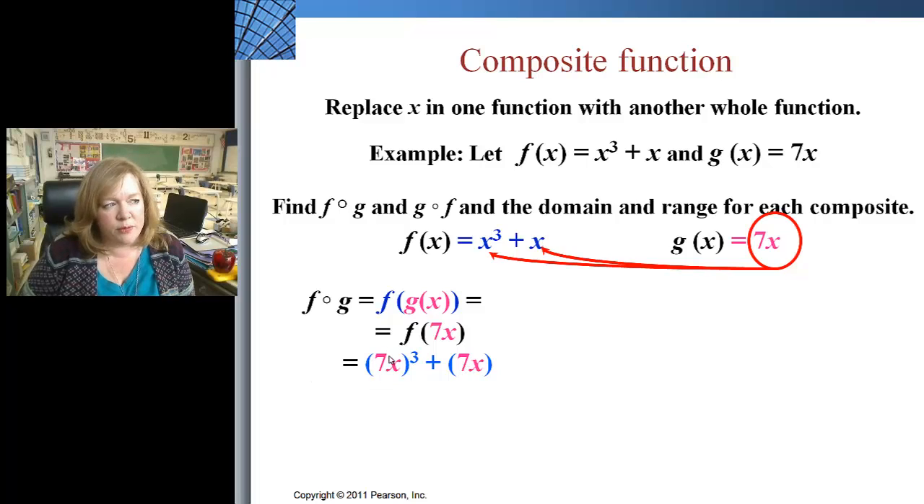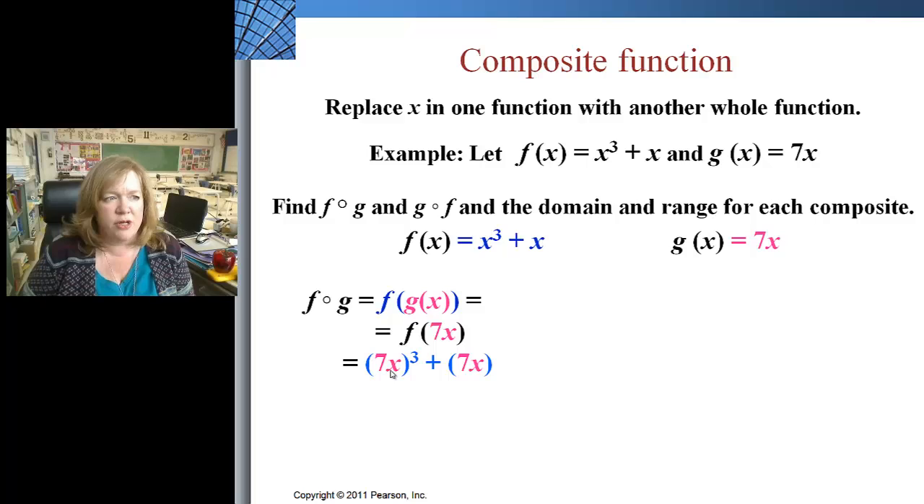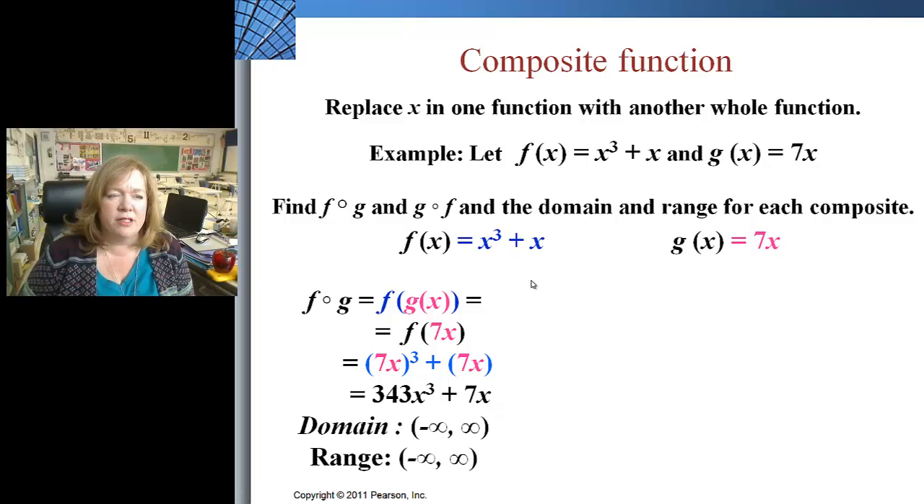Something to be careful with when you cube this. The whole thing goes in place of the x, so you have to cube the whole 7x. 7x times 7x times 7x. So you're going to end up with 343x cubed plus 7x. That's it. Domain, there's nothing that would make that undefined, so the domain is all reals and the range is all reals. Let's do the reverse.